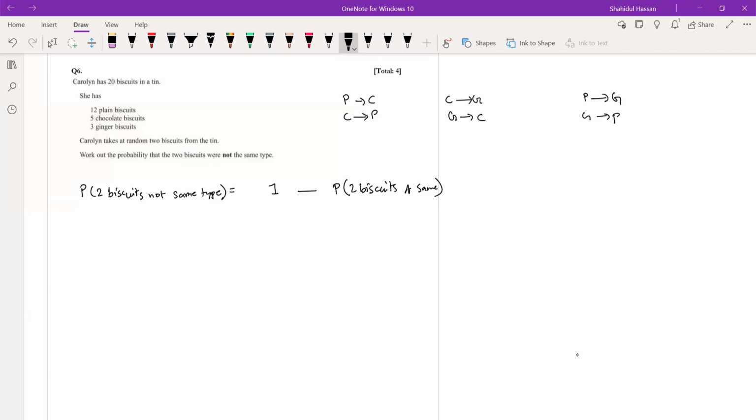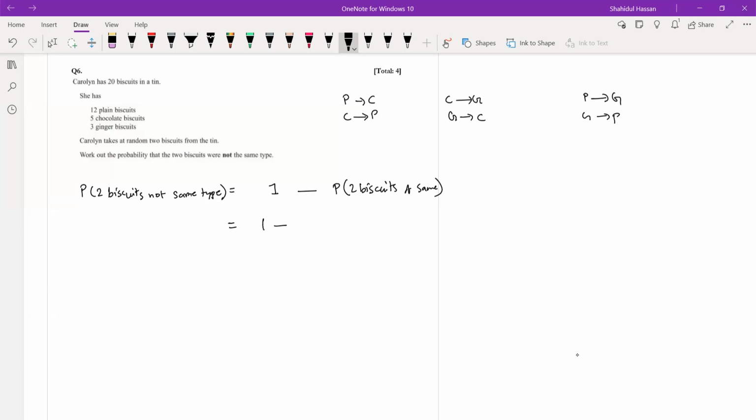So did you understand the idea that I gave you? You have a tin of biscuits and you choose 2 biscuits. Yes, sir. There are 2 possible probabilities. One is the 2 biscuits will be the same type. The other is the 2 biscuits will be a different type. That's it. Josa, am I right? Yes, sir. So this is going to be very easy if I follow this alternative method.